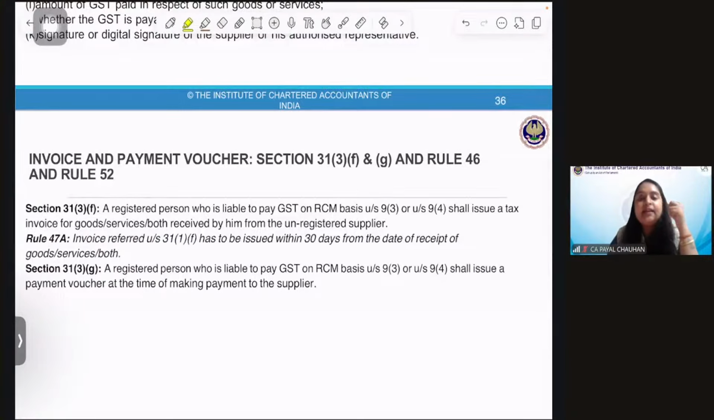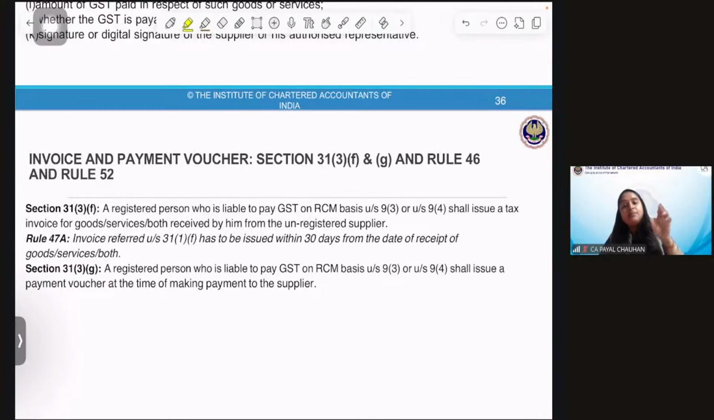I am getting goods from a person who's registered, but the liability to pay taxes under RCM is on me. I'm getting goods from a person who's registered. Yes, Prerna. I will only issue a payment voucher. I'll not issue an invoice because he is registered.